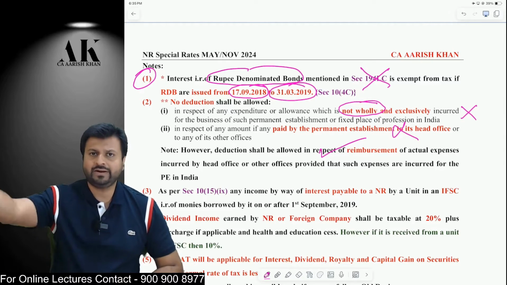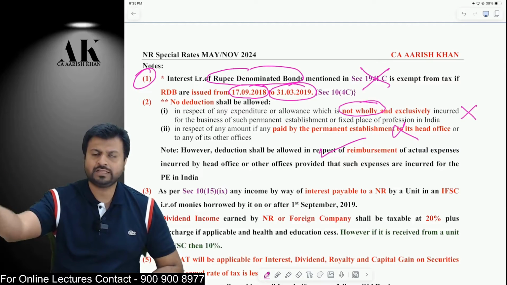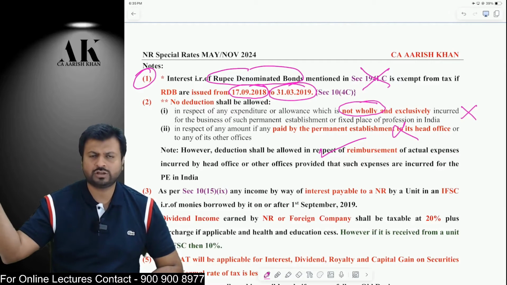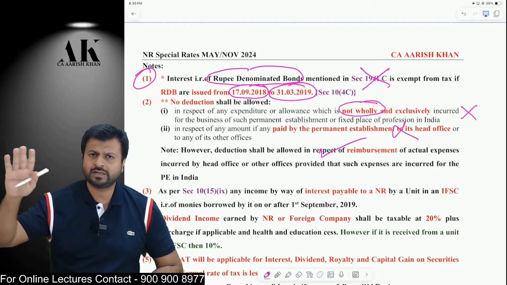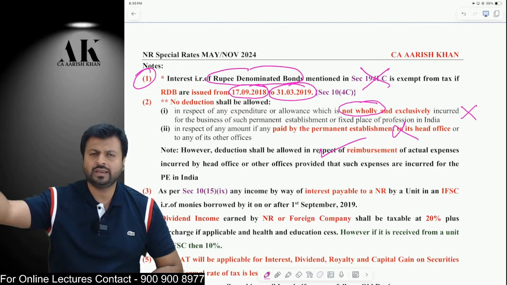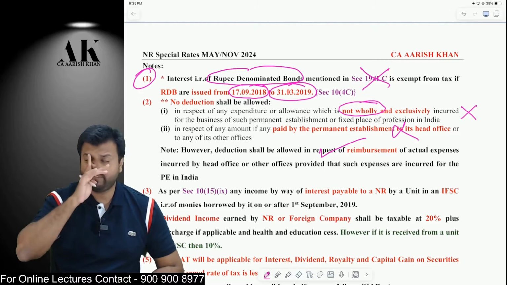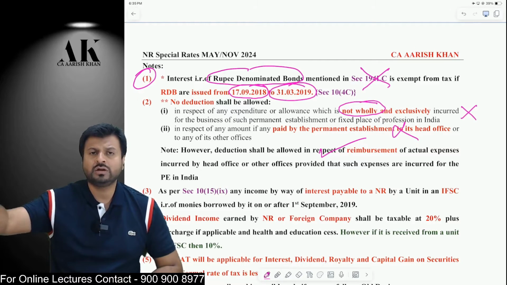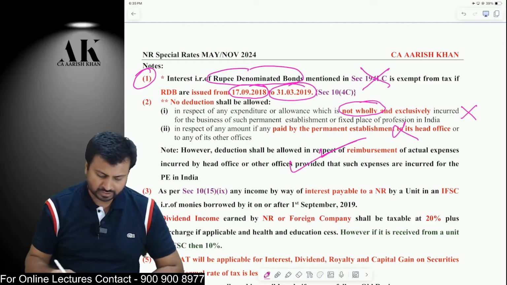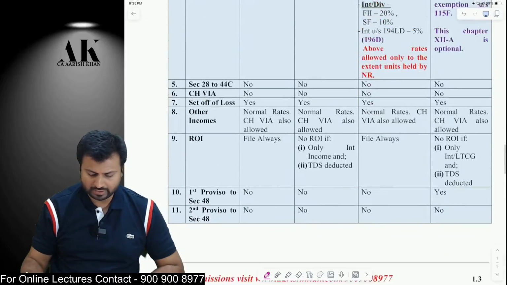Be very careful. If I am taking some services from my HO and making the payment to them, it is not allowed. I have already told you the logic in the class. Whether you have taken my regular or fast track batch, I have already told you the logic behind all these things. Because it is a payment to self. If you make a payment to self, then it is not allowed as a deduction. But if you are making a reimbursement to your HO or to any other branch, then it is allowed as a deduction. This is what is written over here. I hope it is clear to all of you.